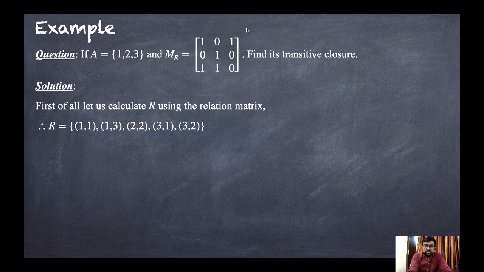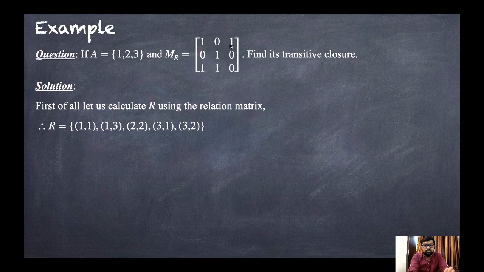Now this first row indicates 1, the second row 2, and the third one is 3. In the same way, the first column is 1, the second column is 2, and the third column is 3. Now this 1 indicates that, in the first row and first column, the element is 1. So that means this pair (1, 1) will be there.